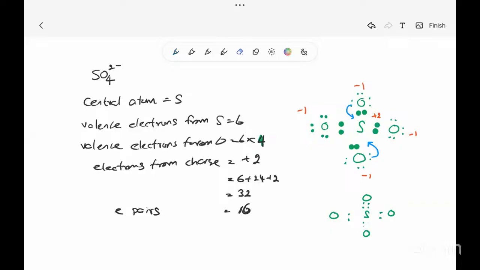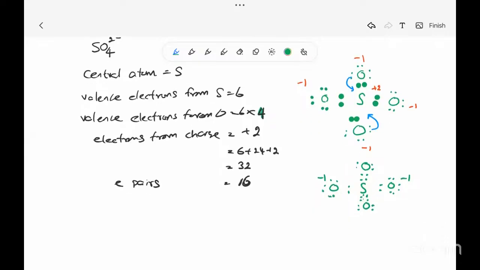You can draw it like this: sulfur, oxygen, the double bond, the double bond between these two, and we have only two lone pairs. Here we have three lone pairs. Here also we have three lone pairs. Here we have two lone pairs. So the charges will be here -1, here -1.